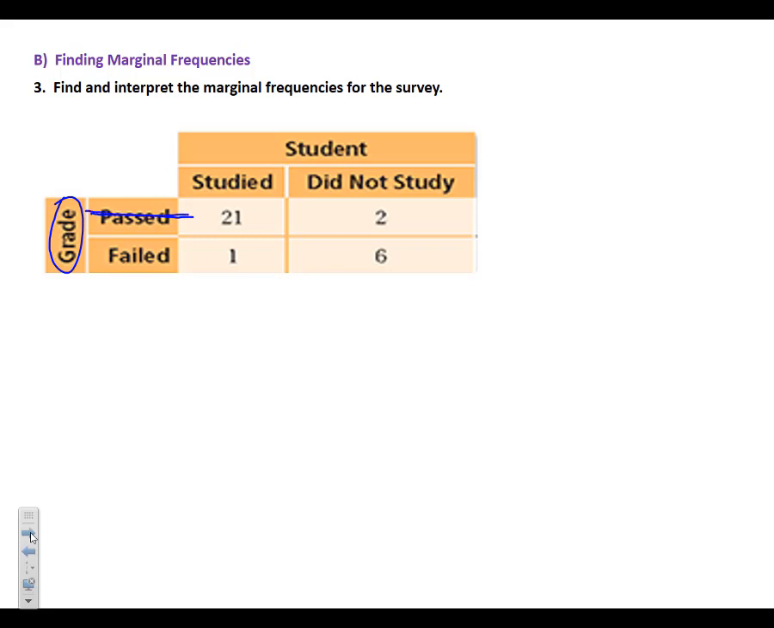So we're going to say our grade, whether they passed or not. If I go across this row, every number in this row, I can come across and find the total. 21 plus 2 gives me 23. And to interpret that, that's 23, and we went through the row of passed, the category of grade of passed. These passed the test. So that's how we interpret it. We found it, 23 students passed the test. That's finding the marginal frequency and interpreting it.